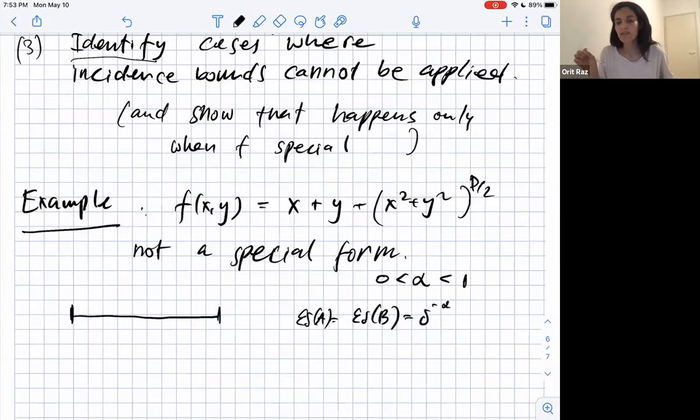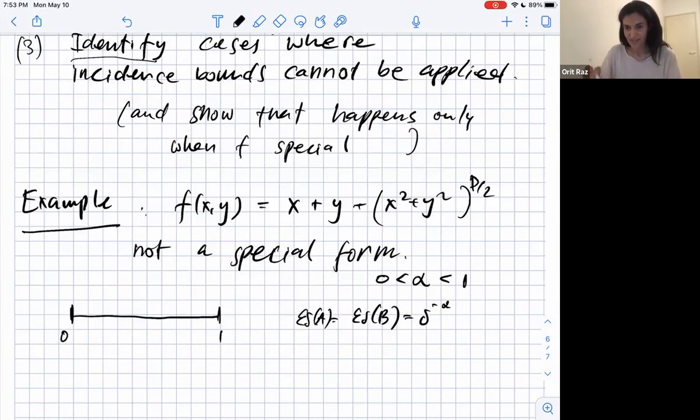Meaning that we will need delta to the minus alpha intervals of length delta, right? And we want to place them uniformly in the interval [0, 1]. So let's just divide the [0, 1] interval into delta to the minus alpha equal subintervals, and in each of them we'll place an interval of length delta.